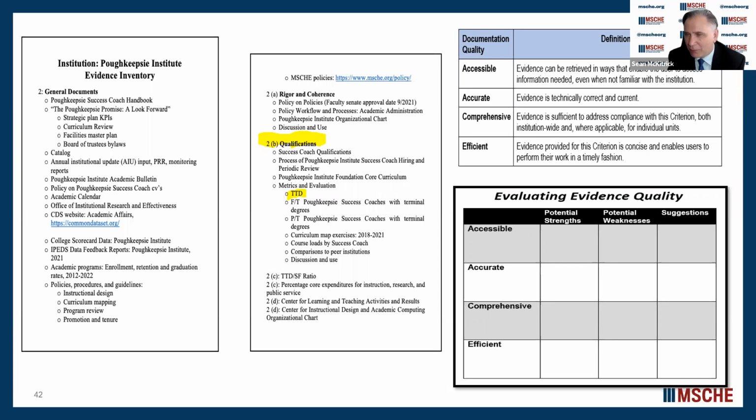Good. Success coaches. So who are the success coaches? And what does success coach mean? Is that a standard 4 thing? What about retention management? If they mention success coaches, maybe it does pertain to faculty, since that's what this criterion refers to. But you're right, it's somewhat vague.